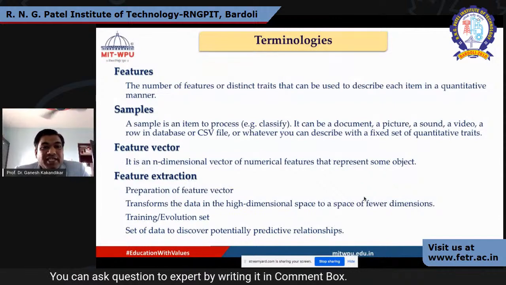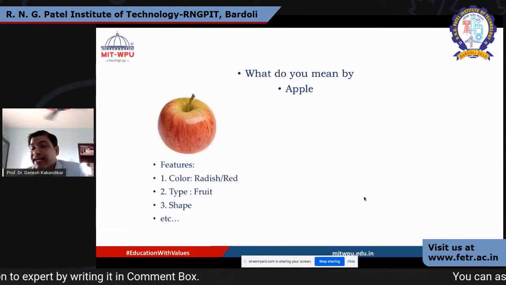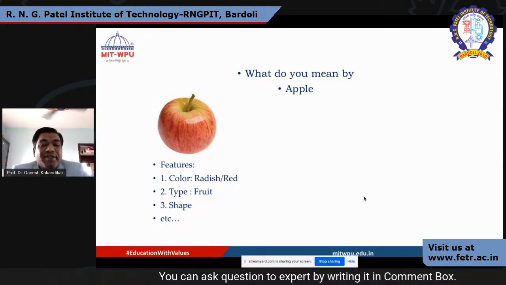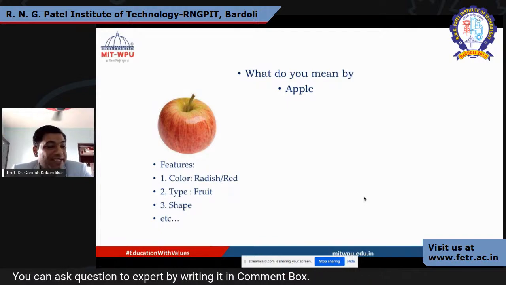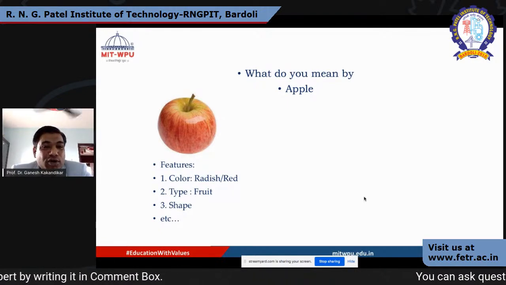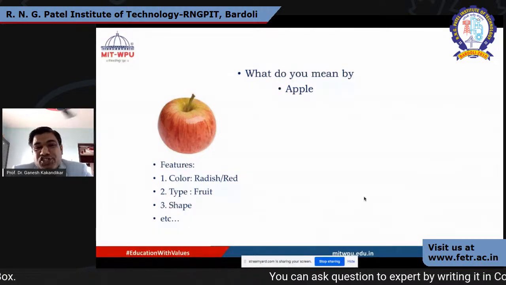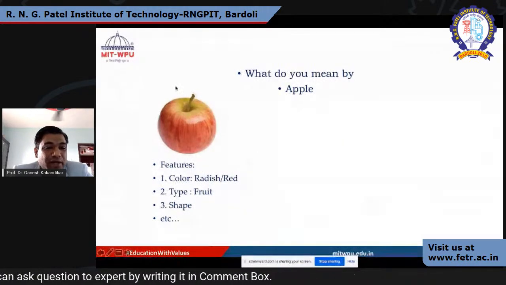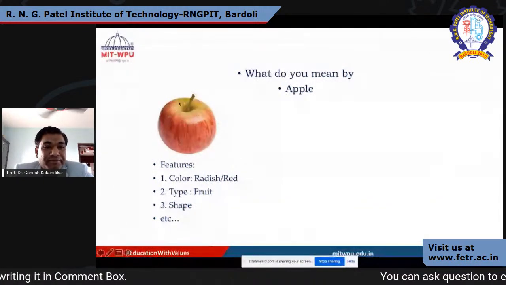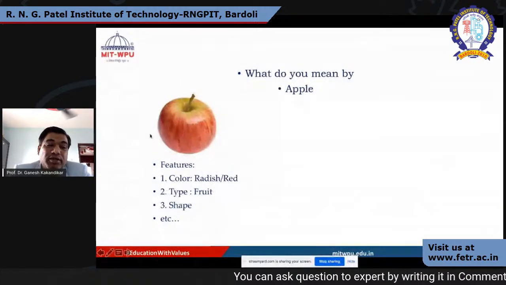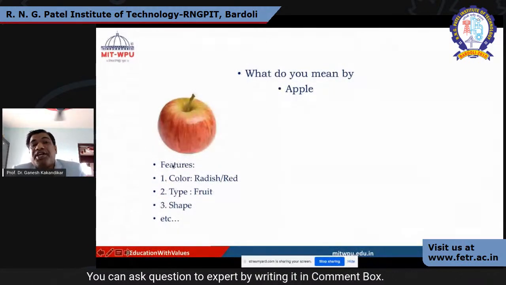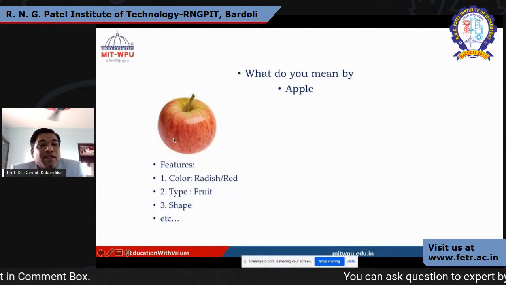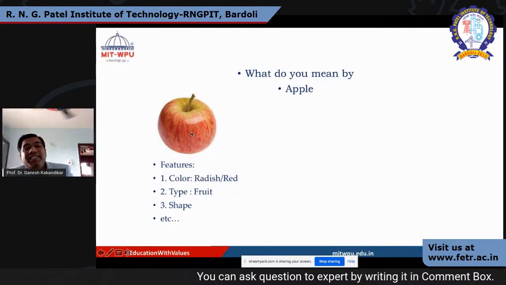Let us move on to the next slide, and this will give you an idea. If I ask what an apple is, for me, you, and somebody else, apple would have a common definition that it's a fruit. But if you are an AI engineer, a machine learning engineer, for you apple means something different. It means color, either reddish or red. The type, it is a fruit. The shape. When it would be available, what time duration it would be available, what is the weight of the piece, what is the cost of the piece. All these are features.